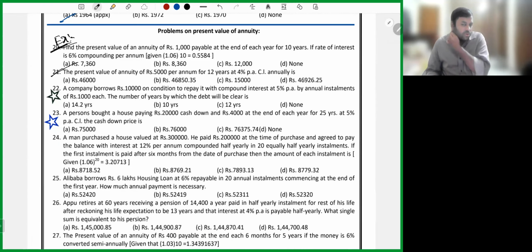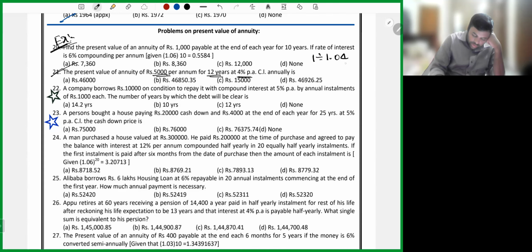The present value of annuity of rupees 5,000 per annum for 12 years at 4% per annum. How will you do, my dear friends? You will do 1 divided by 1 plus i, 1 divided by 1.04, equal to symbol 12 times. Then you will press grand total. After that, you will multiply with 5,000.